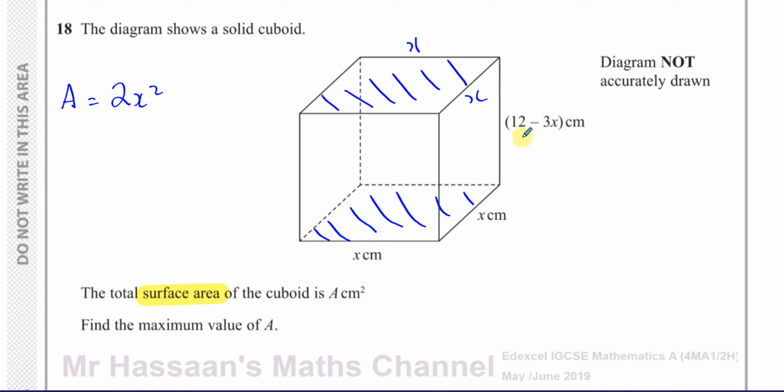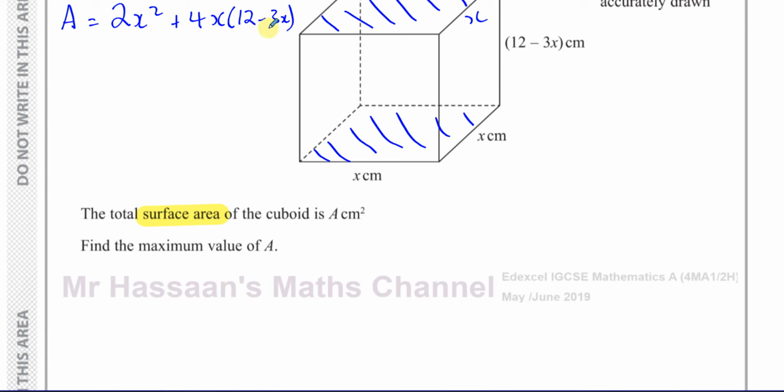And then you have these 4 lateral faces, which have dimensions x by 12 minus 3x. That's x times 12 minus 3x, the area of this rectangle. On this side you have x times 12 minus 3x. So there's 4 of them, so you have plus 4 times x times 12 minus 3x. That will give you the total surface area of this cuboid.